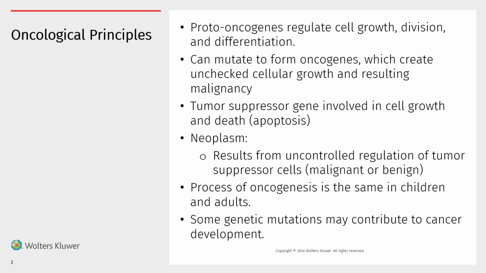Neoplasm is a result from uncontrolled regulation of tumor suppression cells, so we get a malignancy or we get a benign tumor, which benign just means that it won't metastasize and does not contain oncocells. The process of oncogenesis is the same in children and adults, and some genetic mutations may contribute to cancer development.